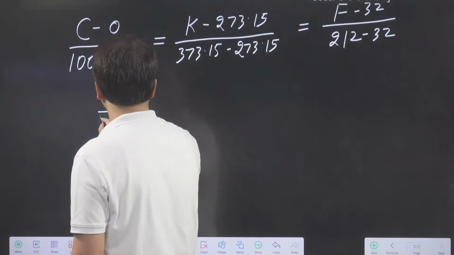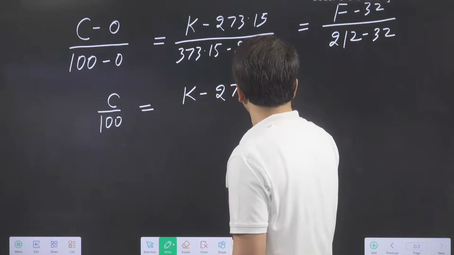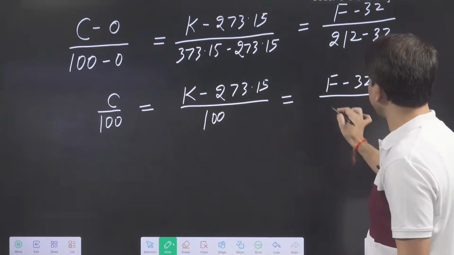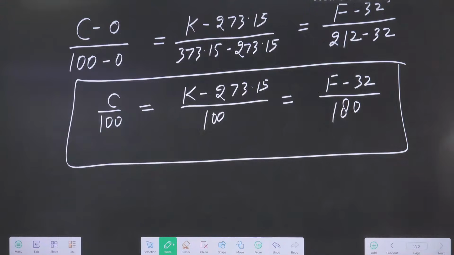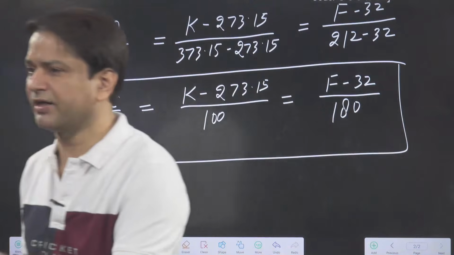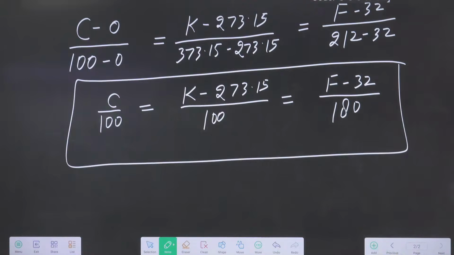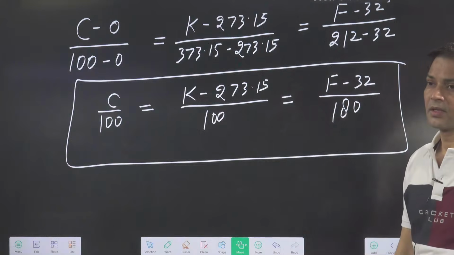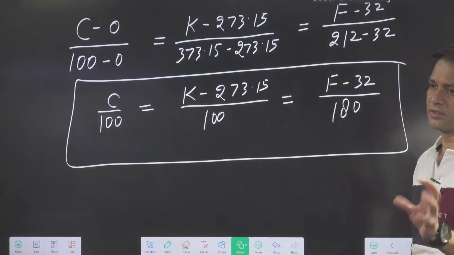Then C by 100 is equal to K minus 273.15 by 100, which is equal to F minus 32 by 180. So this relation you can directly remember. By this, we can get the relation between Celsius and Kelvin, Kelvin and Fahrenheit, Celsius and Fahrenheit, by equating their TSI. Everybody got it? So this relation we are using to get the relation between the different scales.